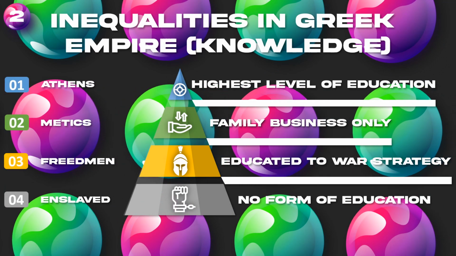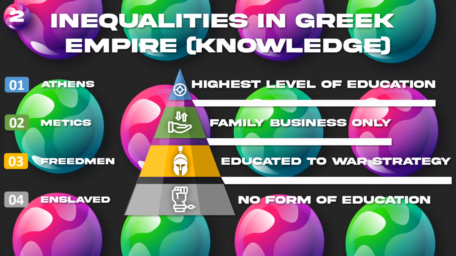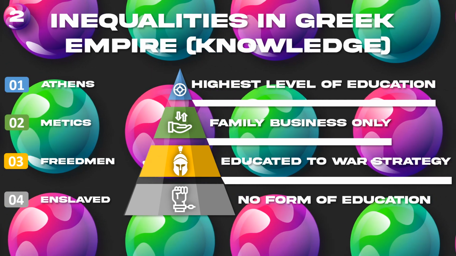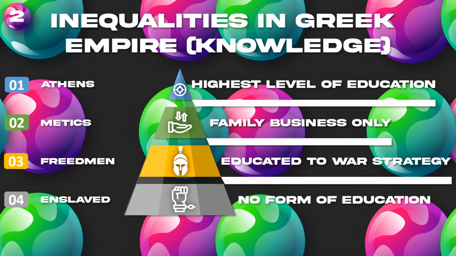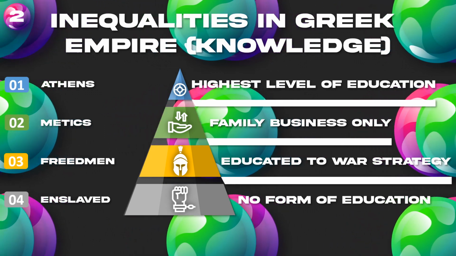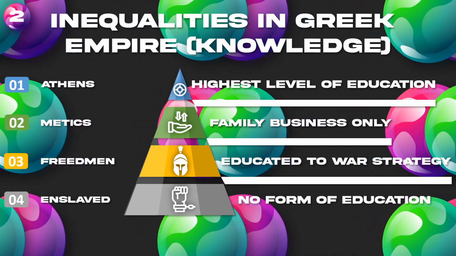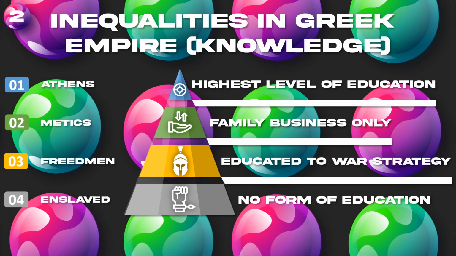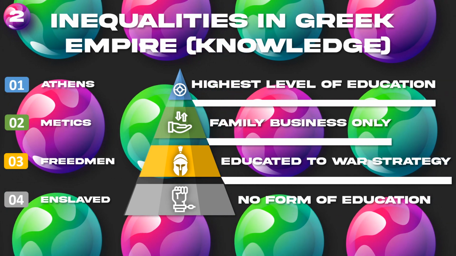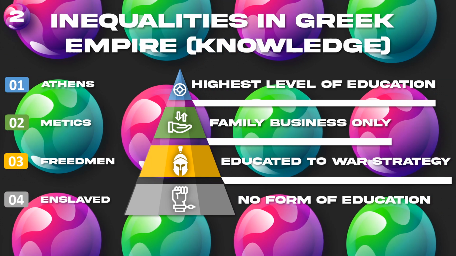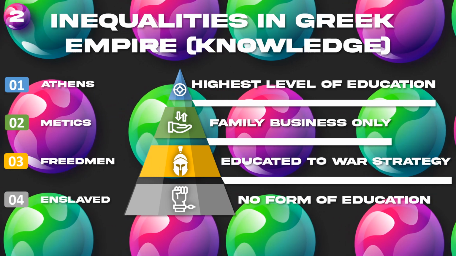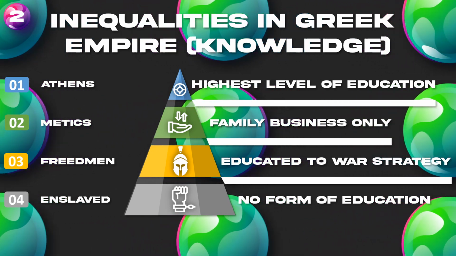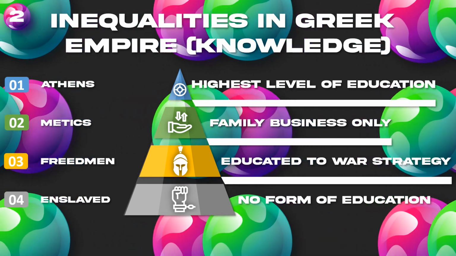The social education structure in terms of knowledge in the Greek Empire is the following. The Athenians had access to the highest level of education available in the country. Below that, the metics were only taught the necessary knowledge for their family business to go on. As freedmen were part of the military, they were educated in war strategy. No form of education was available for enslaved people, like in the Egyptian Empire, because it was part of the rights they didn't have access to.